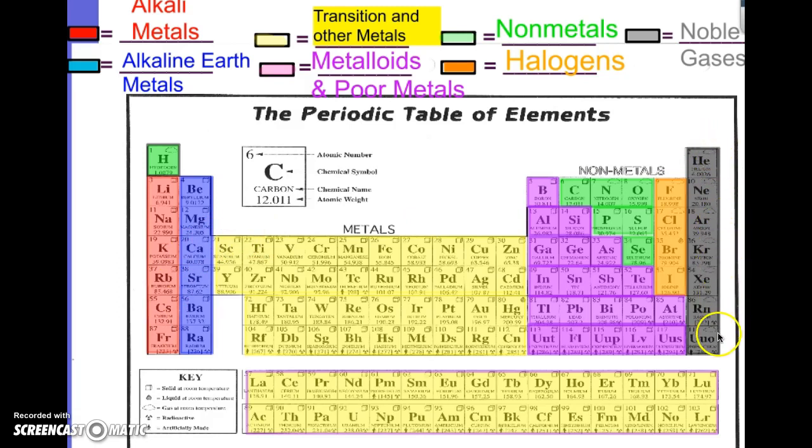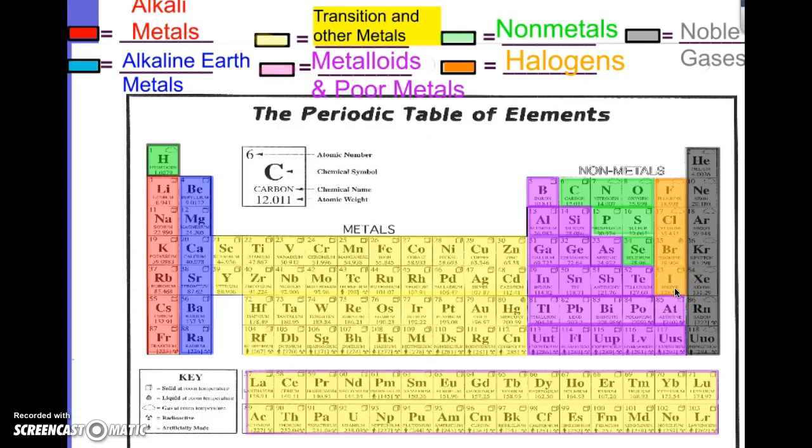Coming over here to the noble gases, however, all of these elements have electrons that are full on the outer shell, which means these are not reactive. Helium, neon, argon, krypton, xenon, all of these elements do not react with others because they have outer shells that are full. Now the halogens are all elements that have 7 valence electrons, which means they are just 1 electron shy of being completely full, which makes these very reactive, but they are non-metals.